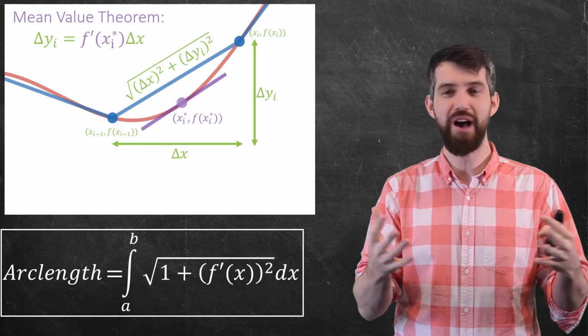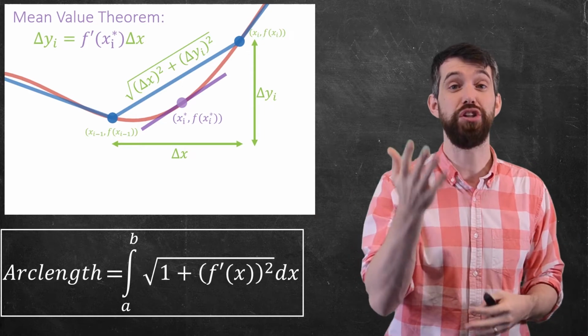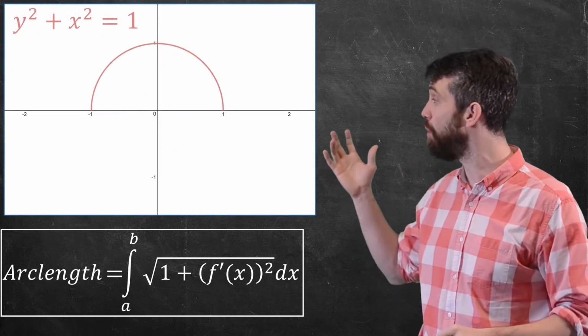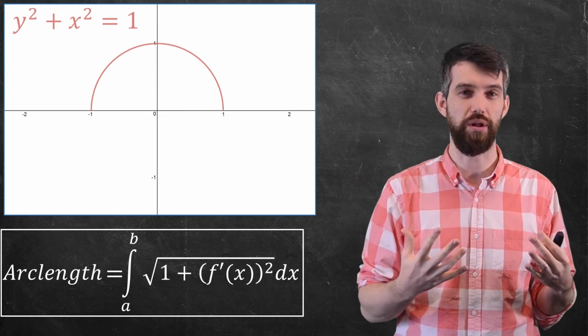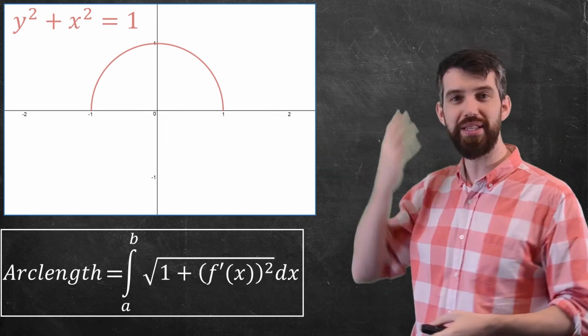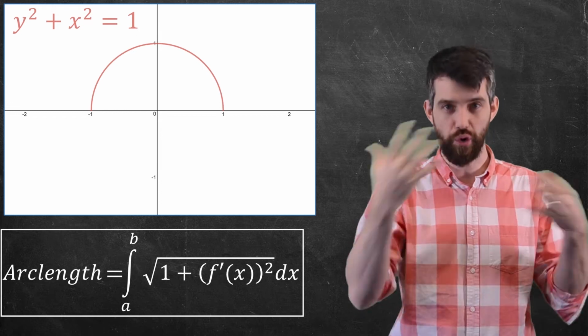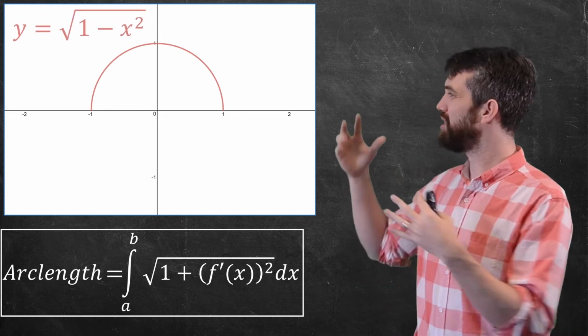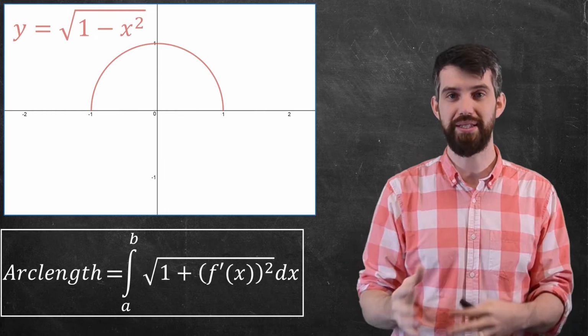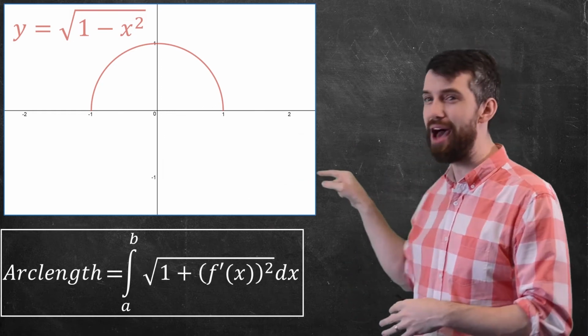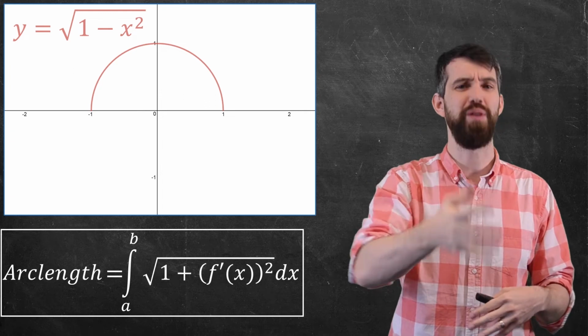Well, now that I have the formula, let me go and actually do a specific example. The example that I want to do is the circumference of half of a circle. Generically, if I have y squared plus x squared equal to 1, that's my equation of a circle. I'm just going to take the positive root, so I get y is equal to the square root of 1 minus x squared. That gives me the top half. If I chose the negative root, that would give me the bottom half.